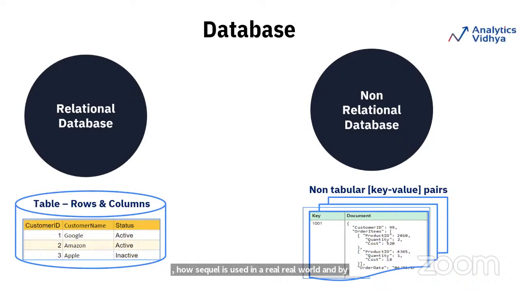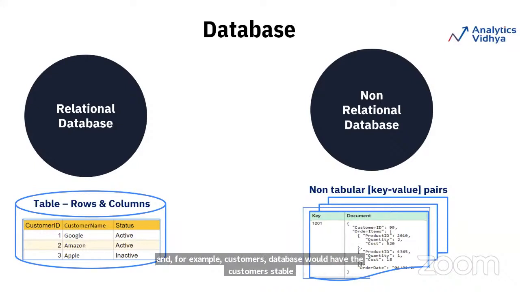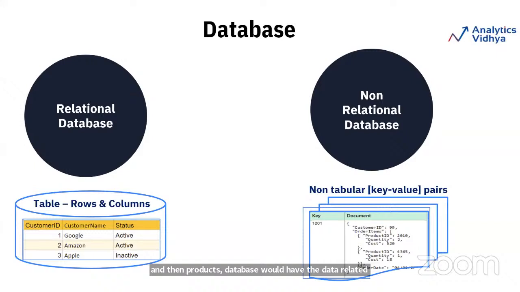So first and foremost, what is a relational database? Like I said, if the data is organized into different tables, for example, a customers database would have the customers table, a products database would have the data related to the products, and an orders database would have data related to the orders. So it is all bucketized into different tables, and each of these tables has rows and columns that you also see in Excel or a spreadsheet, right?